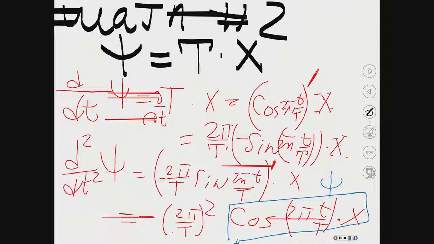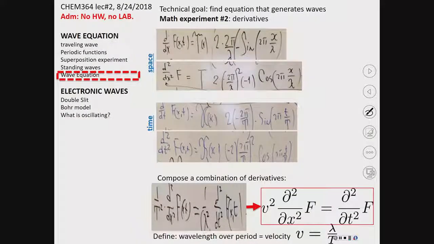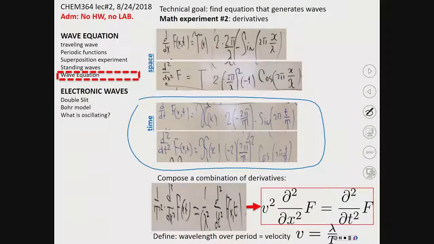If you do the same numerical experiment with derivatives over space, it will be the same result. Taking the second derivative of the wave function reproduces it back, times some factor. Okay? So that is our experiment we did about time, and if you do the same about space, you get the same way.